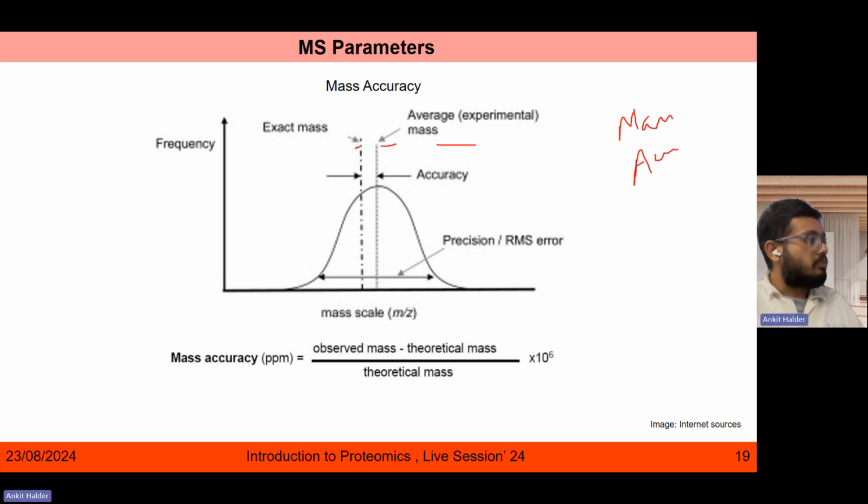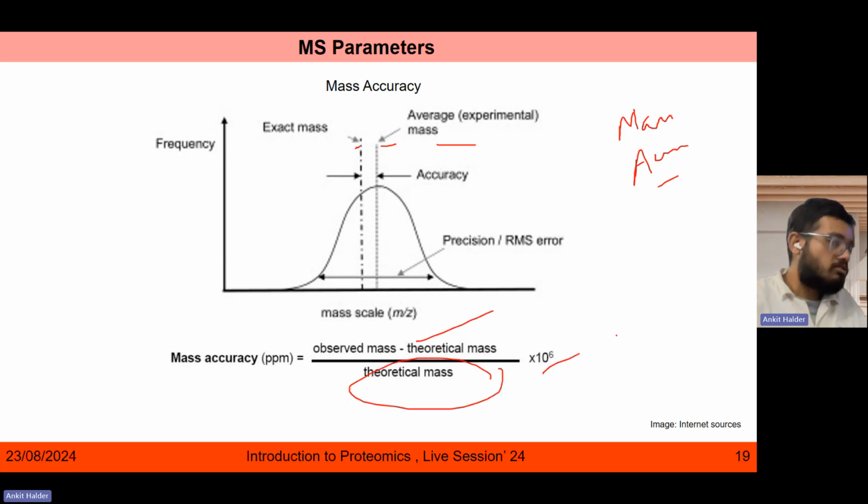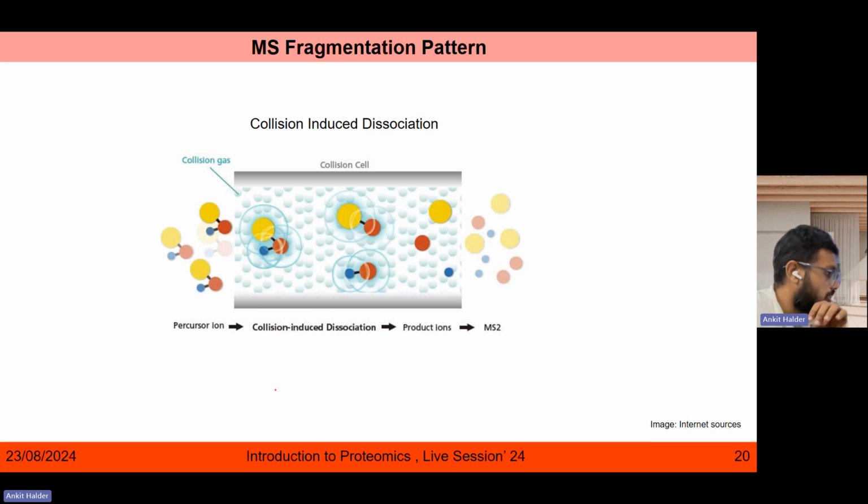mass accuracy, right? So the observed mass minus the theoretical mass, divided by the theoretical mass, when you multiply by 10 to the power 6, you will get the mass accuracy in ppm. So to get the mass accuracy in ppm, you take the exact mass and the average experimental mass, subtract the observed mass minus the theoretical mass, divide by the theoretical mass, and multiply by 10 to the power 6. And similarly, you can calculate to get ppb and other units.